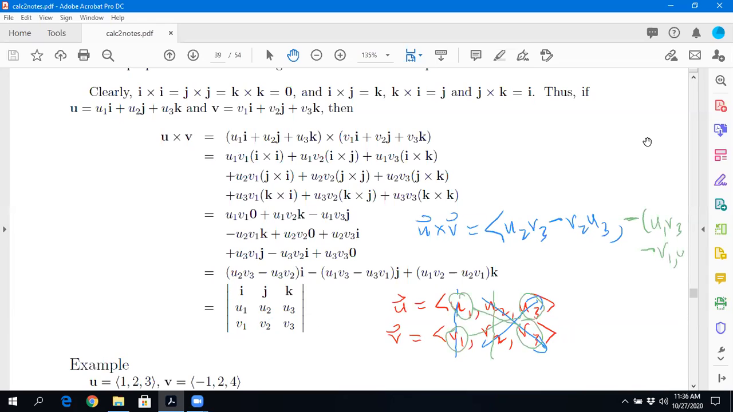Oops, that's not a comma. That should just be multiplication. Okay, minus V1 U3. Close parentheses, comma. All right, what's the third entry going to be? Well, let me just use a different color here. Maybe I'll use black. I cross out those third entries and I go this times this minus this times that. So the third entry is U1 V2 minus V1 U2. And that is what the cross product is.